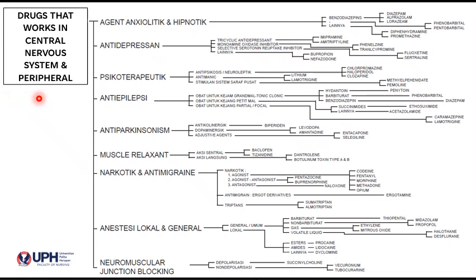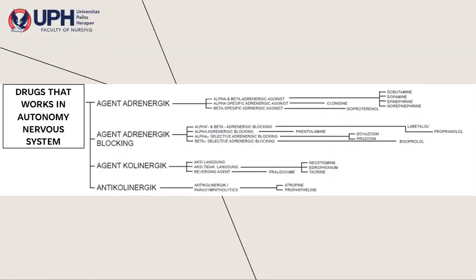Now let's move on to the drugs that work in the central nervous system and peripheral nervous system. So we have anxiolytics and hypnotics, antidepressants, psychotherapeutics, anti-epilepsy, anti-Parkinsonism, muscle relaxants, narcotics, anti-migraine, anesthesia, local and general, and we also have neuromuscular junction blocking agents. So these are all the medications that we use to help with the central and peripheral nervous system.